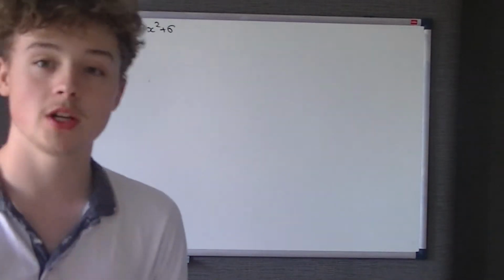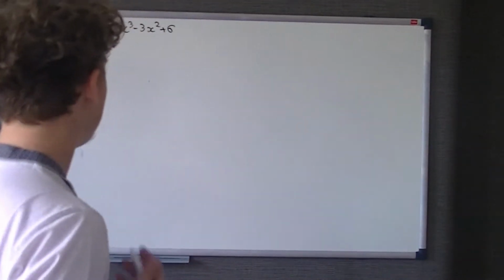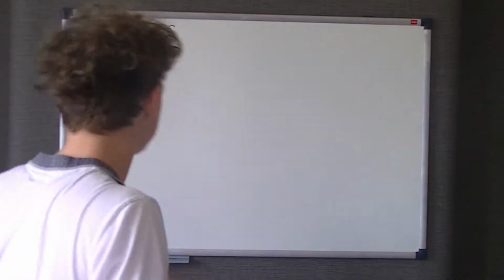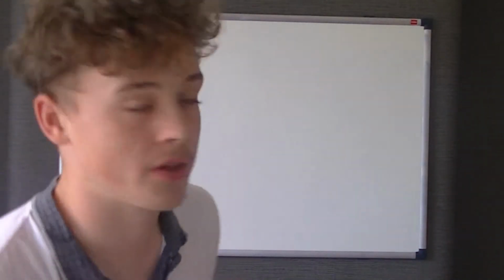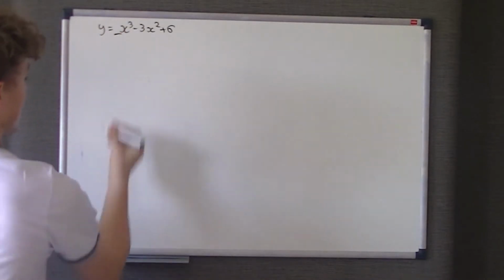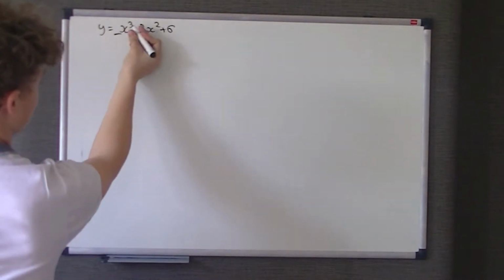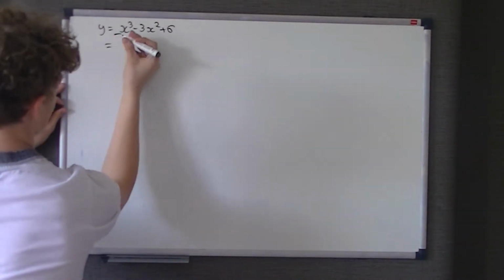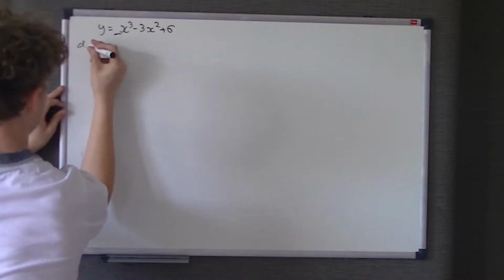Now to differentiate that, what you basically do is, for each x term, so x to the power of 3, you times that by the coefficient of that x, so the number in front. It's a very fancy way of saying times it by this number here. So that number by this number and reduce that power by 1. So if we do that, this becomes dy dx.